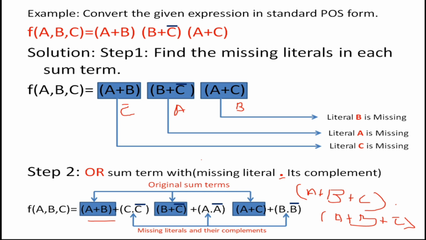So step 2 will be ORing the sum terms with the missing literals along with its complement. The original sum terms remain as they are. We have the missing literals along with their complements. Once we rearrange and expand the terms, we get A plus B plus C, A plus B plus C bar, B plus C bar plus A, B plus C bar plus A bar, and so on.